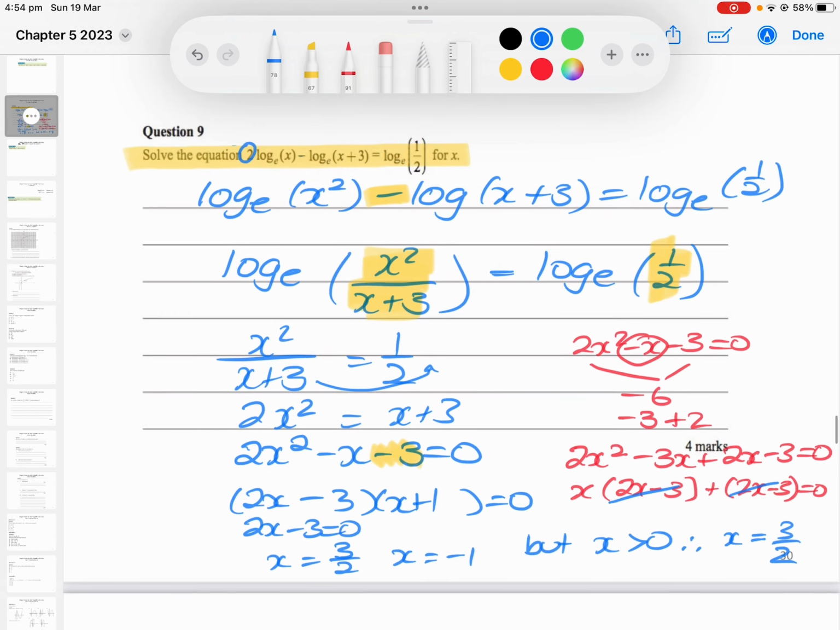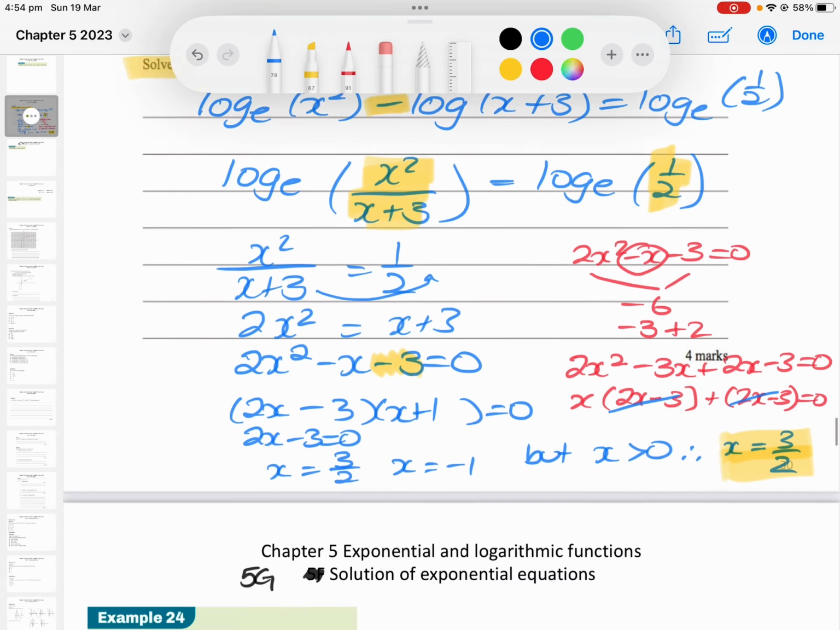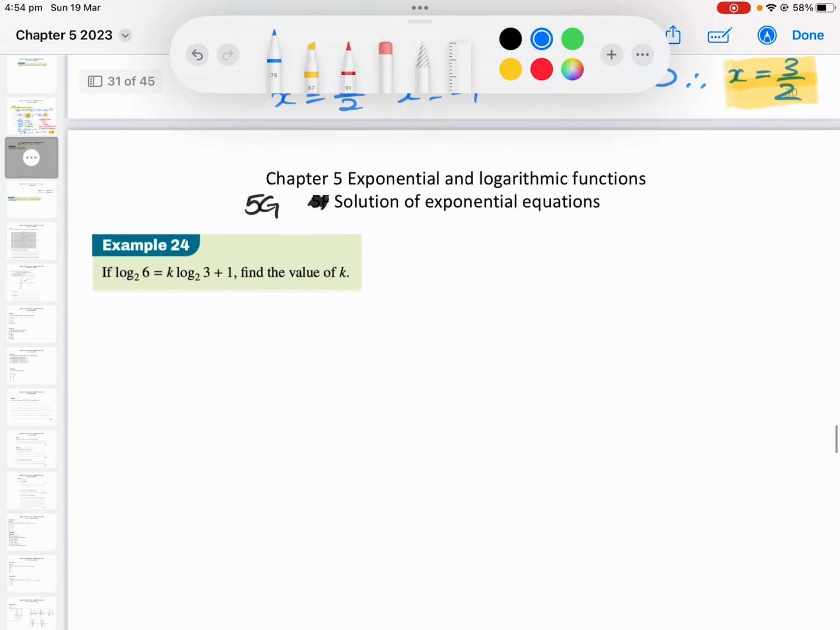I'm just going to check that we answered the question: solve the equation for x. There we are. x is equal to 3 on 2. So that's a fairly standard sort of question that you could expect to see on an exam. So make sure you know how to do those because that shouldn't be a surprise. When we get to the next one, this still says 5F, but you can see I've fixed it and made it 5G. And for 5G, we've just got the one example.